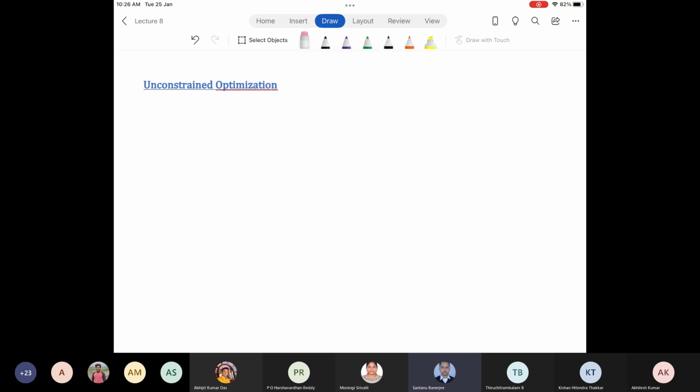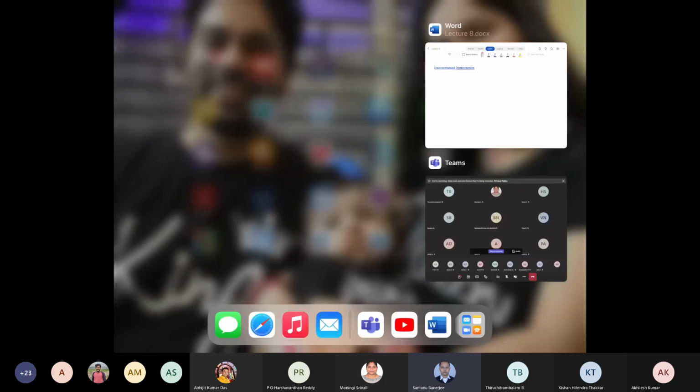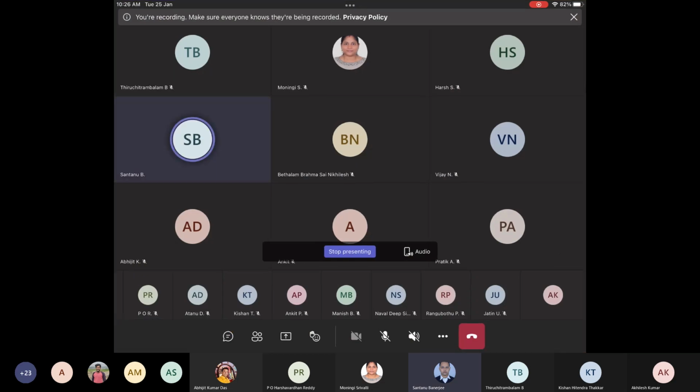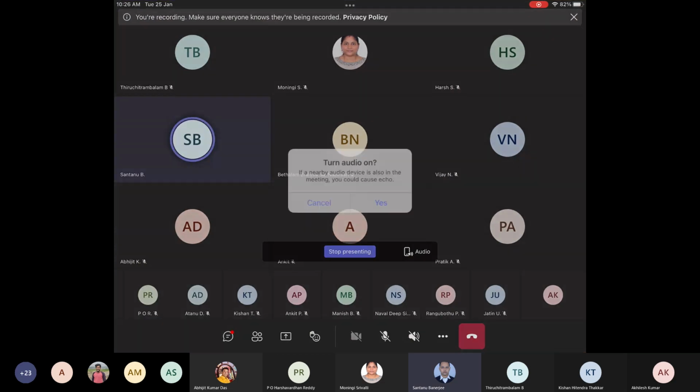Sir, I have one question. Sir, in case I have an inflection point or a saddle point, can I say that I need to only check for the saddle point for x1 and x2?